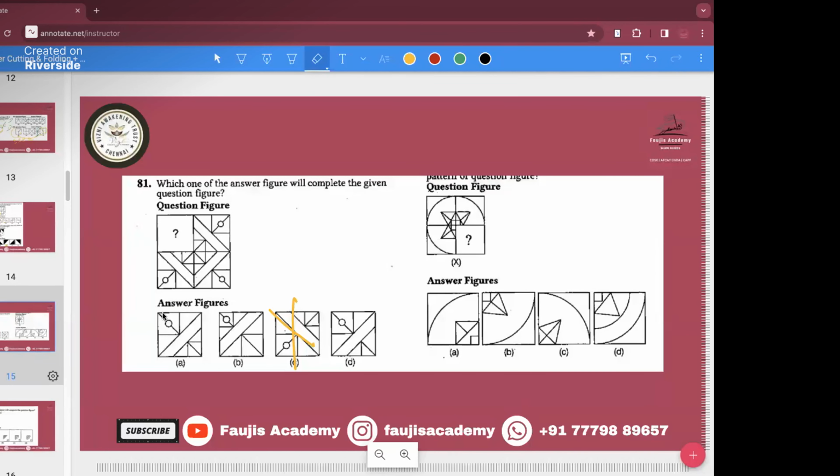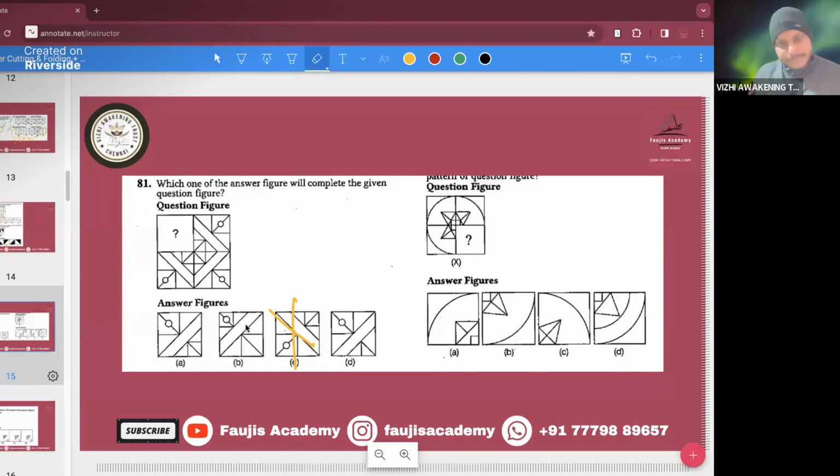Sir, it's option A. Yes. Option D also won't happen because we don't have this. We don't have this. So this one is also gone. And this one, we see option B, this much is much bigger. Okay. But it needs to be smaller.